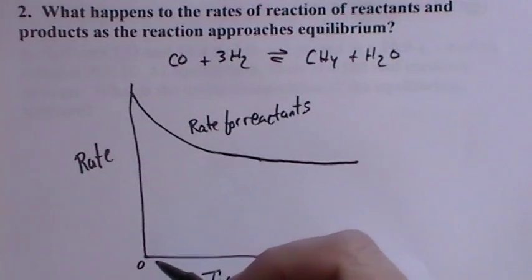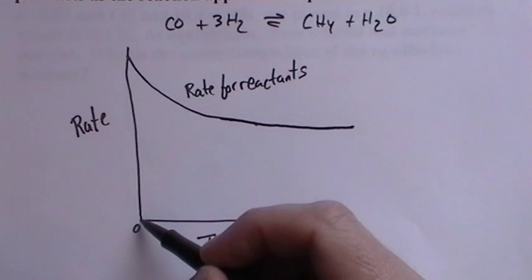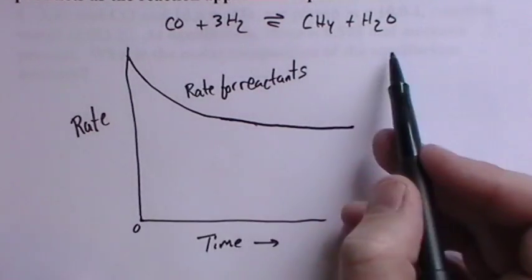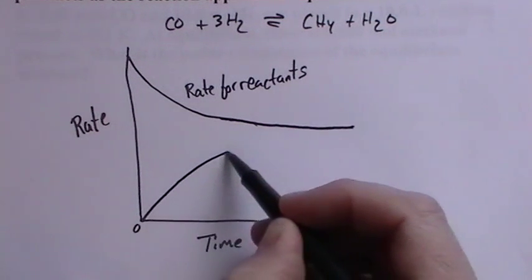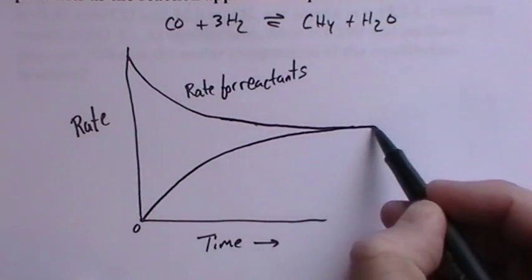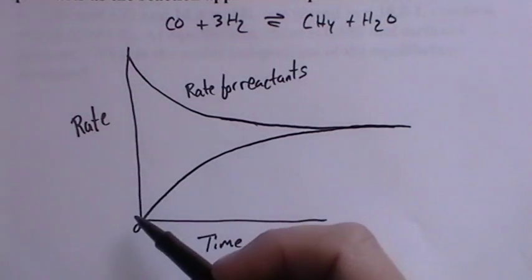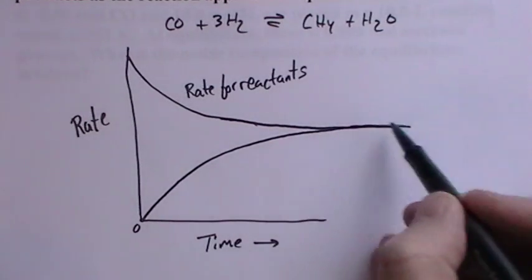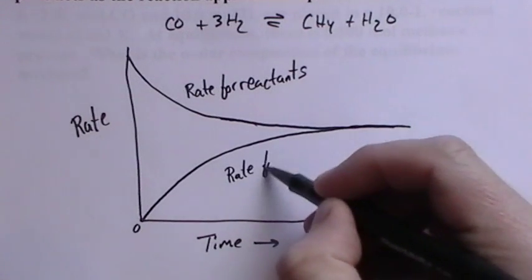For the products, it starts out at 0 because there are no products at first. But as the reaction goes forward, to the right, we create methane and water, they start finding each other, and then the reverse reaction starts to take place. So it starts out at 0, nothing's happening, then it keeps creeping up because we keep making more and more methane and water.